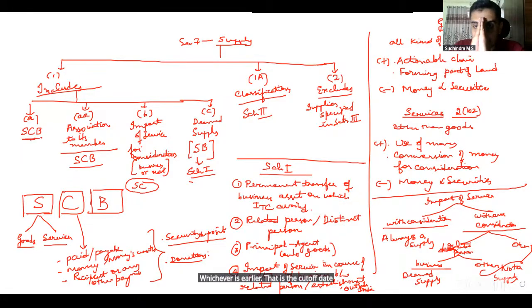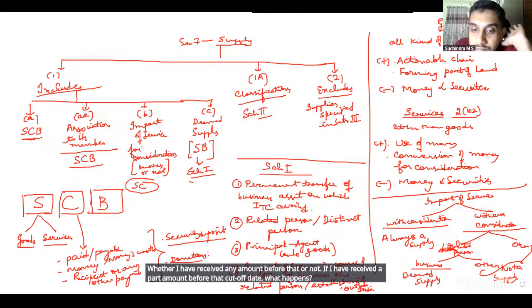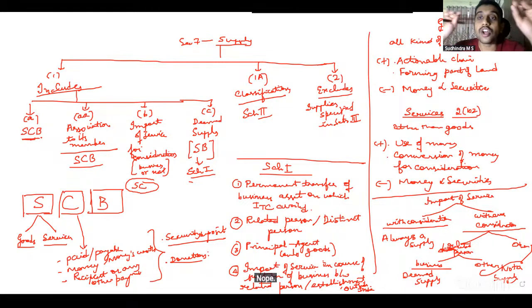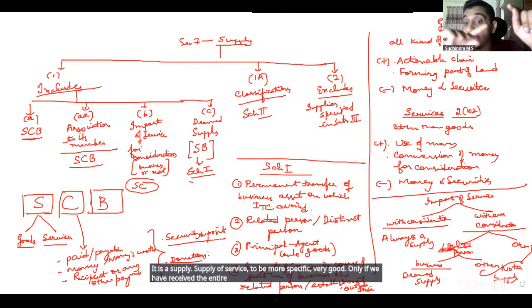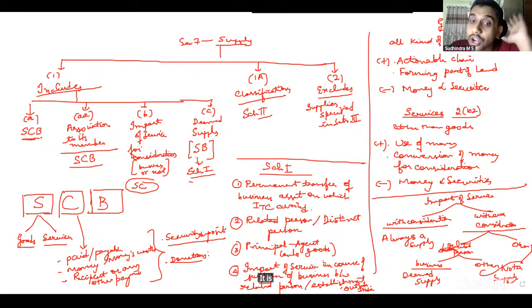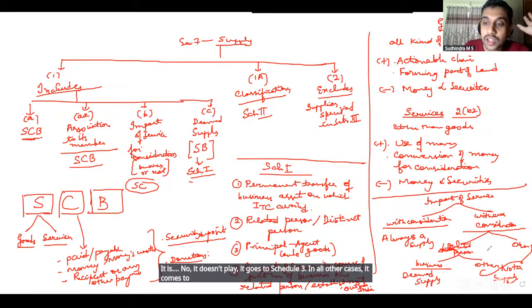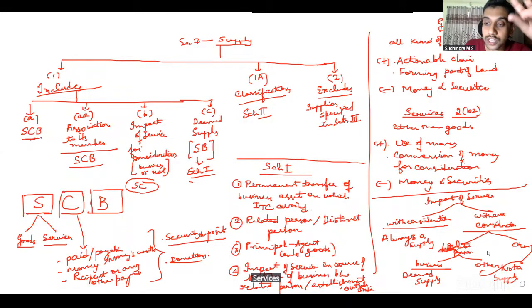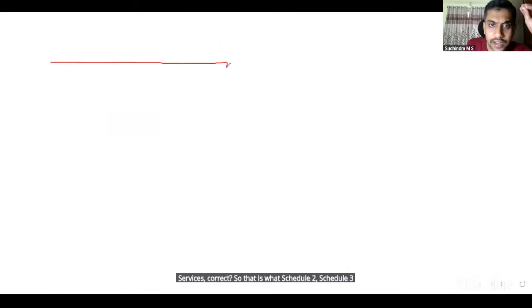Now what do I have to compare? Whether I have received any amount before that or not. If I have received a part amount before that cutoff date, what happens? It is a supply of service. Only if we have received the entire consideration after that cutoff date, it is not a supply. It goes to Schedule 3. In all other cases, it comes to Schedule 2, supply of services. So that is the Schedule 2, Schedule 3 comparison with regard to land and building.